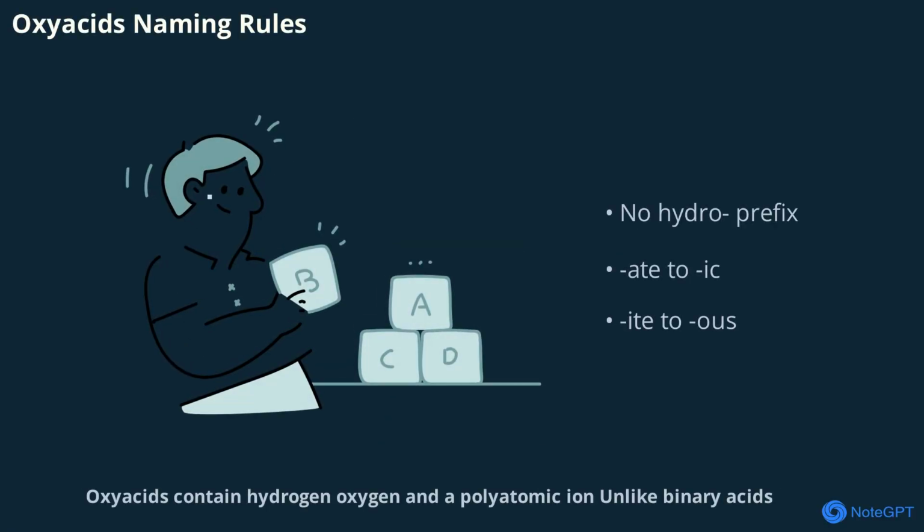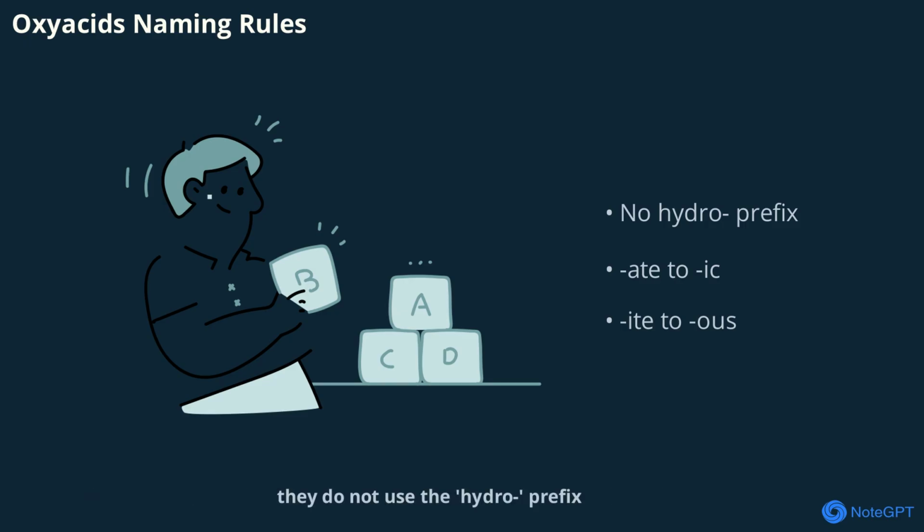Oxyacids contain hydrogen, oxygen, and a polyatomic ion. Unlike binary acids, they do not use the hydro prefix. The naming depends on the ending of the polyatomic ion. If it ends in ate, the acid ends in ic. If it ends in ite, the acid ends in ous. For example, H2SO4, which contains the sulfate ion, is called sulfuric acid.